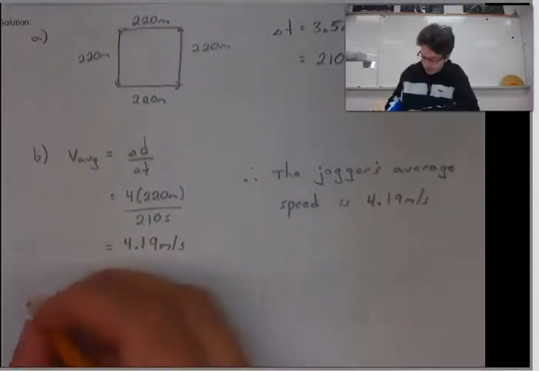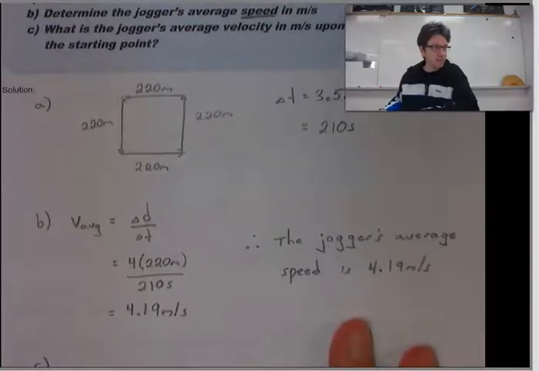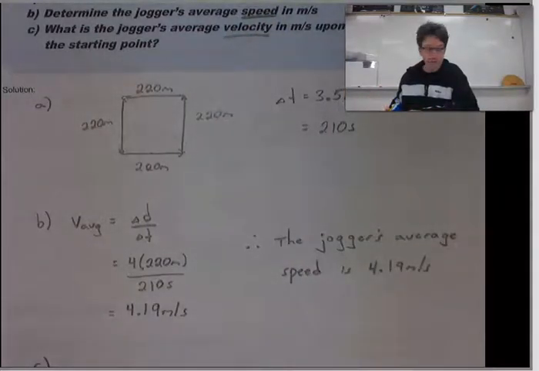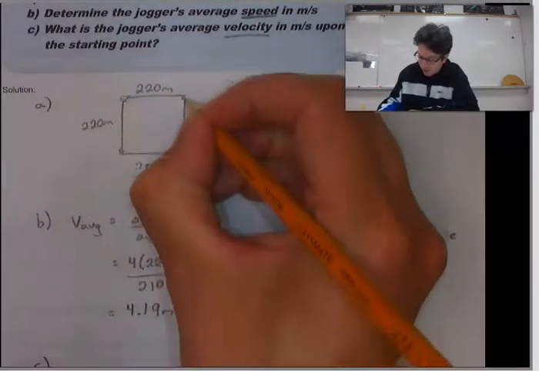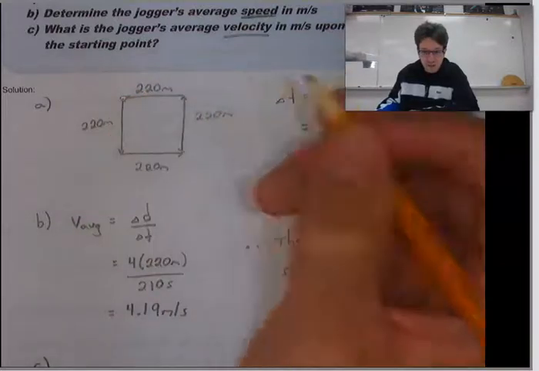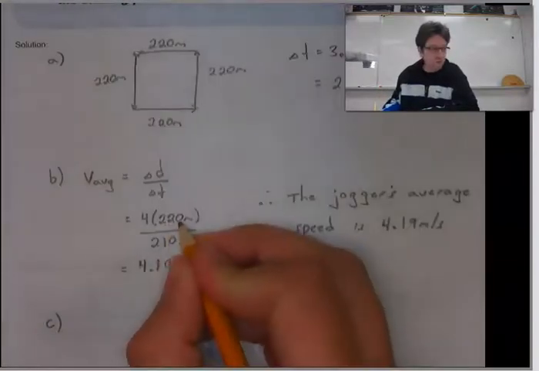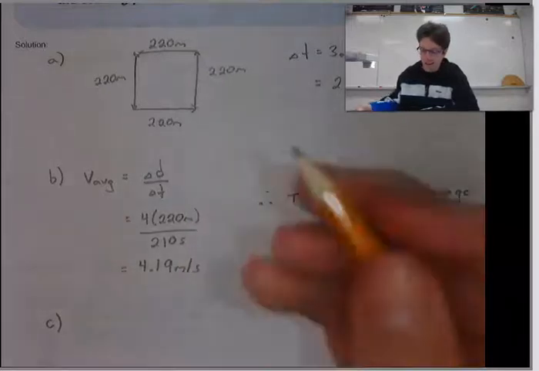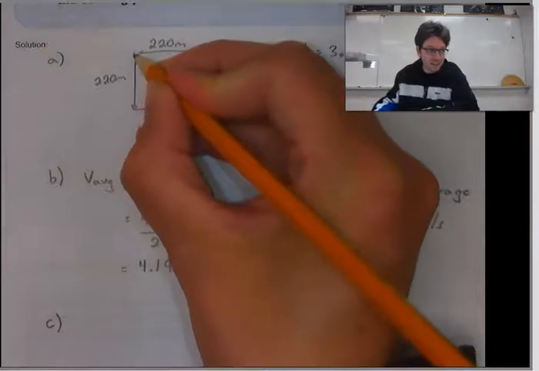For part C, it says, what is the jogger's average velocity? So that's a vector. Upon returning to the starting point, it means going from here and all the way around and coming back here. So in that case, your displacement is not 220 meters. That's how far you traveled. Remember, your displacement is change in position. How has your position changed if you started here and you finished there?